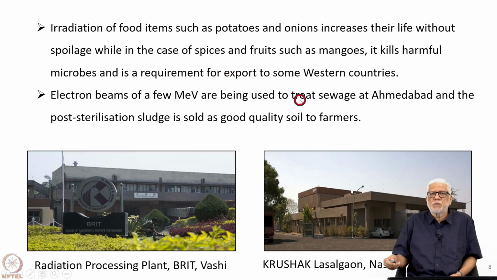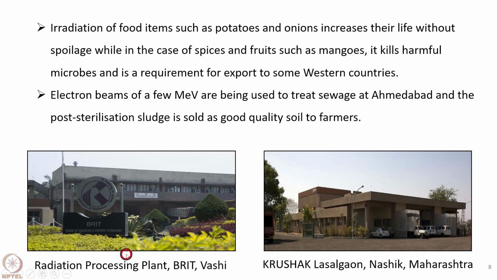Electron beams of a few MeV have, for instance, been used to treat sewage in Ahmedabad. There is a big plant that does that, and the treated sludge is actually sold as good quality soil to farmers. This is the radiation processing plant that BRIT runs in Vashi, a suburb of Mumbai, and this is the plant in Lasalgaon near Nashik in Maharashtra, which irradiates onions and makes them last for a much longer time. Otherwise, you have fungus attacking the onion, and its life is decreased quite a bit.